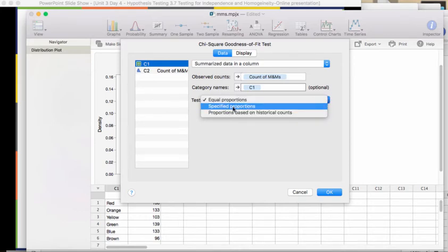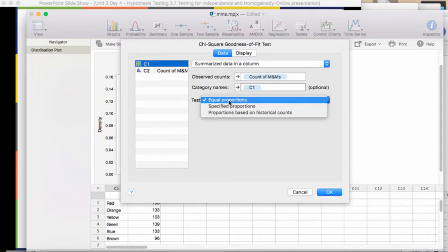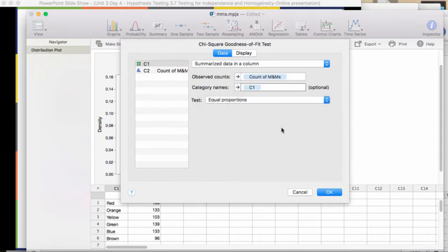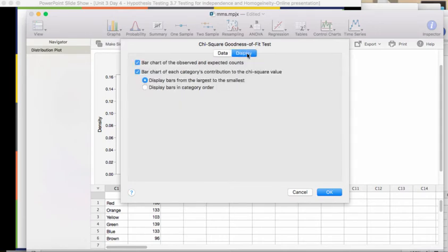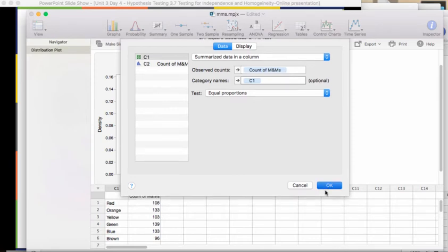There's also the case where it's specified proportions, or proportions based on historical counts. For the one that we are testing, the claim of equal proportions. When we look at display, there's nothing that we need to modify. This is fine as it is. Okay, let's do it and see what we get.